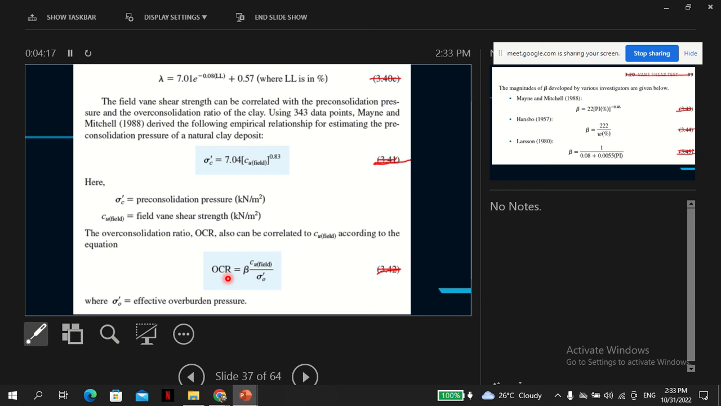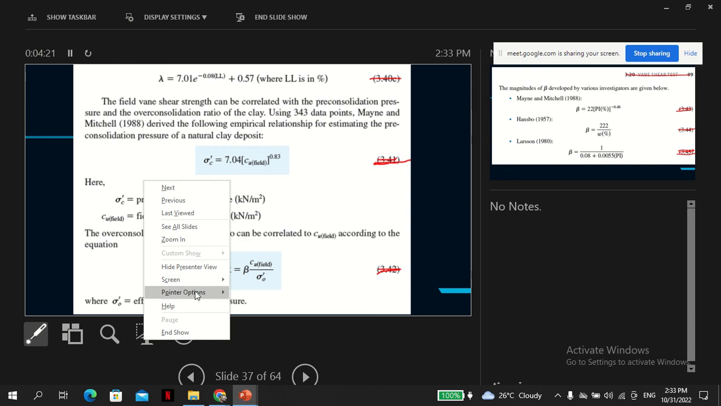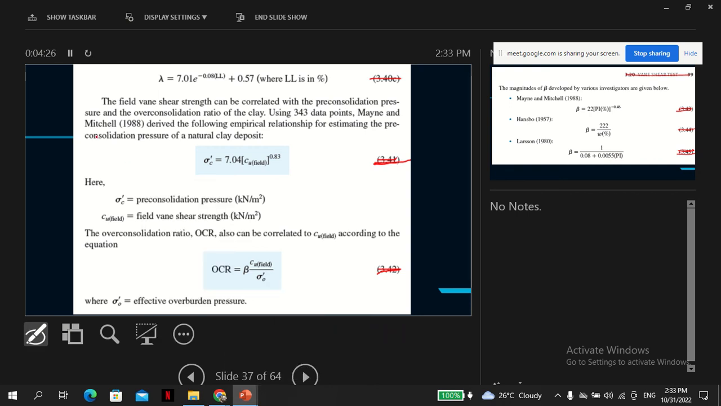The pre-consolidation stress, this value here, is obtained from what is called the one-dimensional test. You put a sample inside some dish, and you put porous stones on top and bottom.